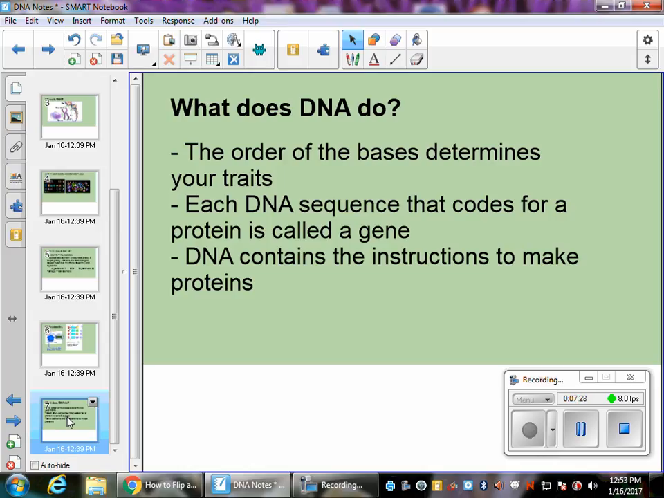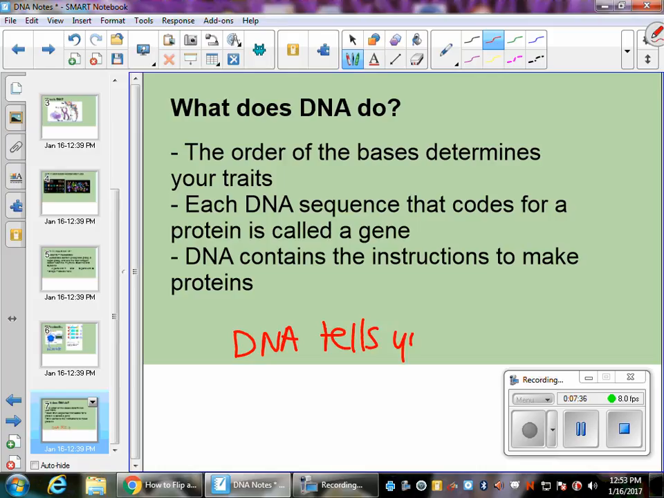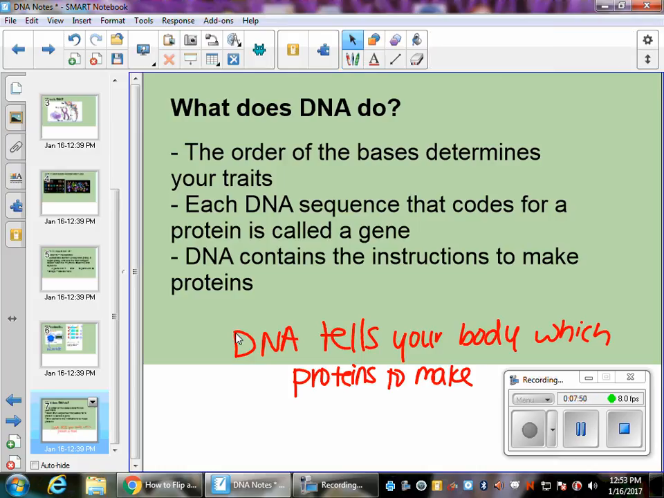So the key piece of information here that I want you to get is that DNA tells your body which proteins to make. And based on that information, that's what makes you different. And DNA is really special because it can hold all of that information.